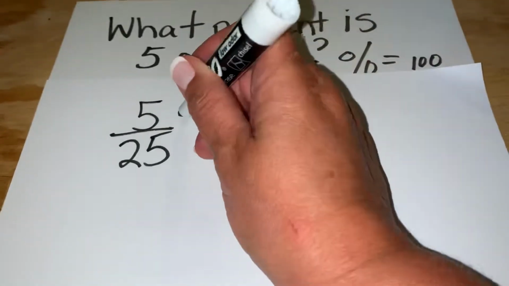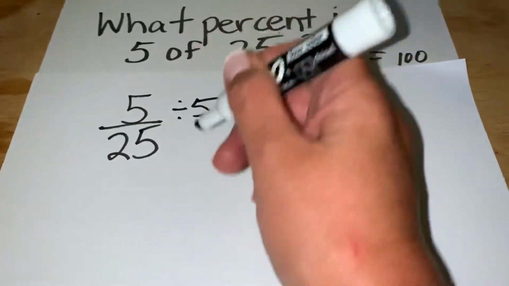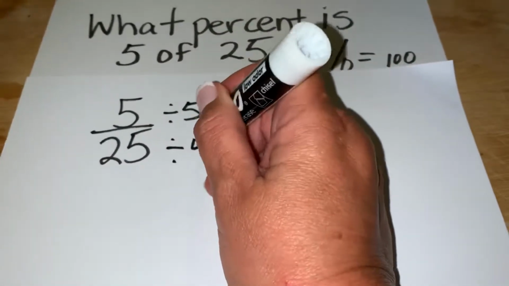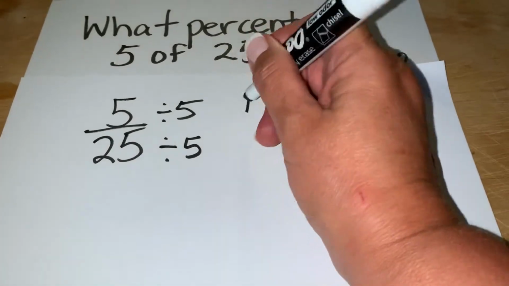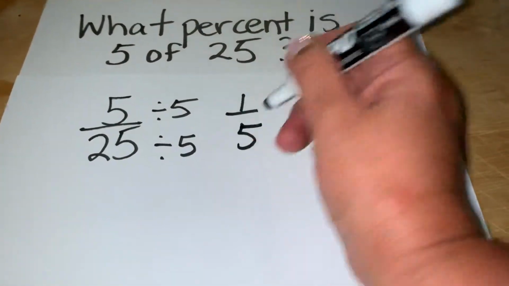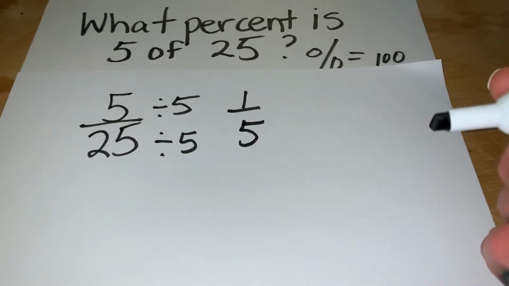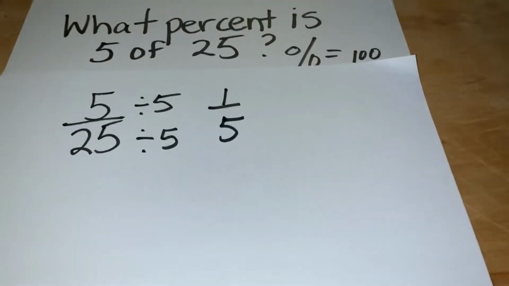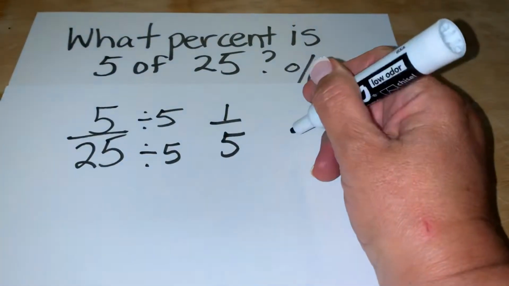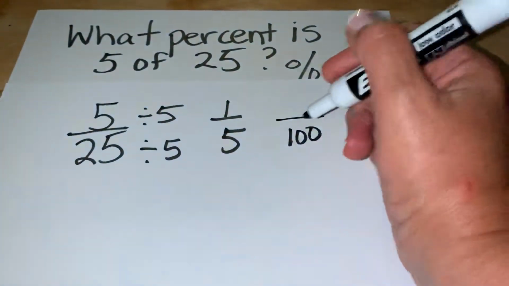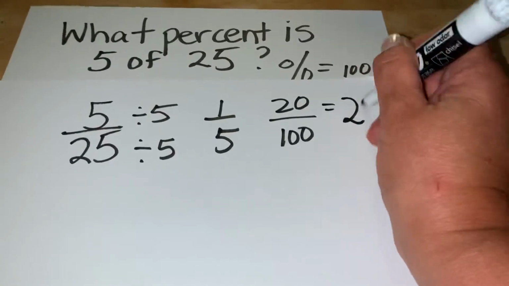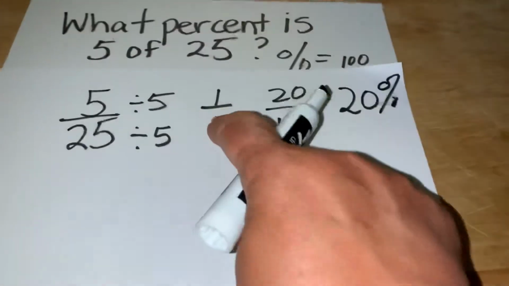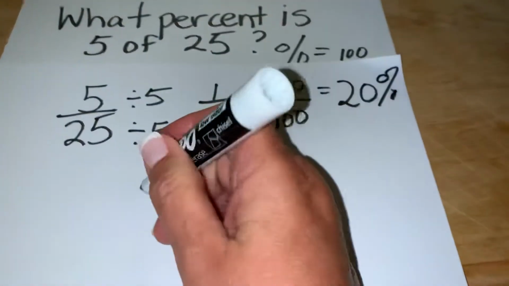But let's reduce this fraction first by the greatest common factor. The greatest common factor is the largest factor that will divide into both. And when we reduce it by dividing by 5, we get 1/5. Now, many of you know that 1/5 is 20%. Again, we already solved that with our equivalent fraction times 20, we get 20%. But we can use the strategy of dividing the denominator into the numerator.